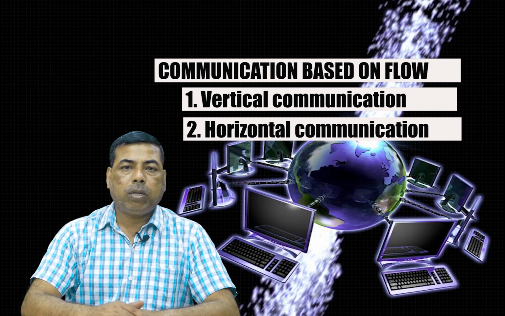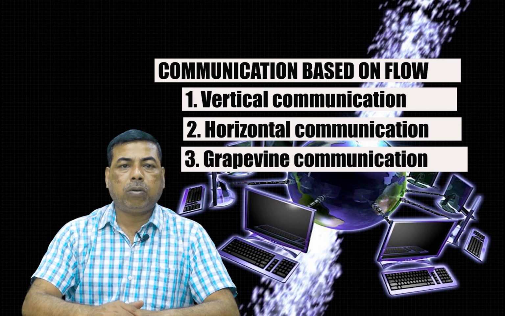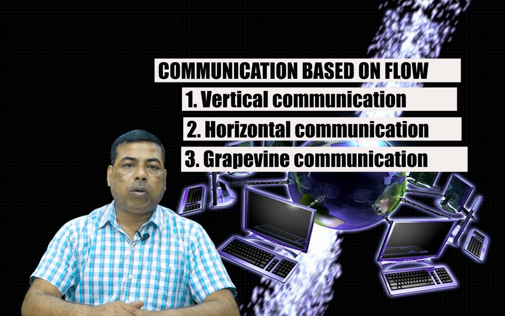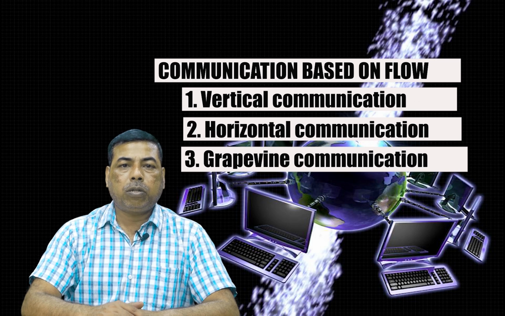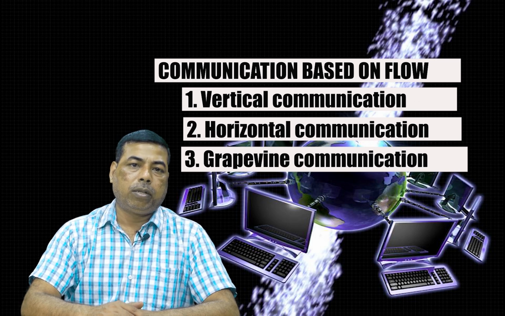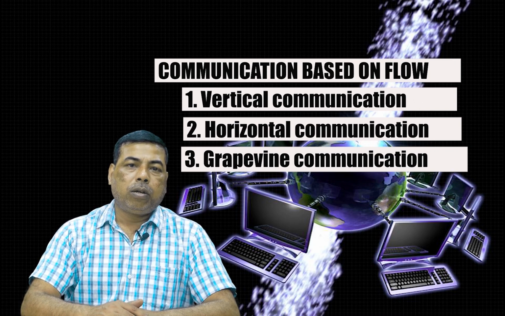Number C, grapevine communication. Grapevine communication refers to the informal and unofficial communication network that exists within an organization. It consists of information, conversation, rumors, and gossip that spread among employees outside of formal channels. The grapevine communication network often emerges spontaneously and operates parallel to formal communication channels. It may be rumors, it may be a sharing of personal experiences, or it may be emotional support and bonding.